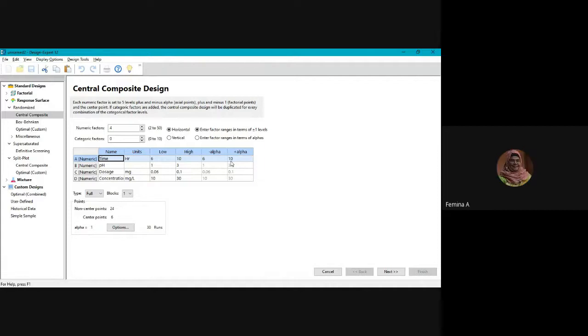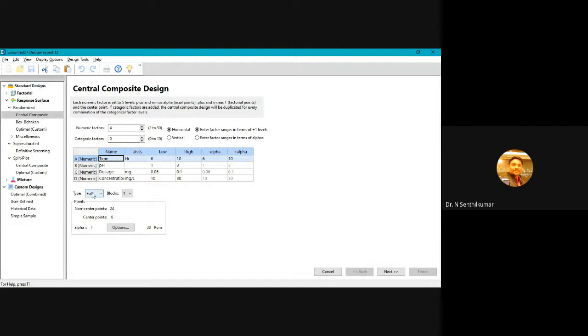Okay. So, sir, what is this plus alpha and minus alpha? This is called rotatability, madam. In which we are going to focus. That I will explain in a later slide. Then you can understand it easily. Okay, okay, sir. Thank you.